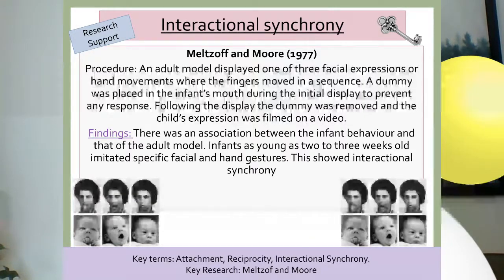Again, there's a video clip of this as well attached to the assignment, so you can have a look and you can see that in action, and it will make more sense as well. So they found that there was an association between the infant's behaviour and the adult's model. They found that infants as young as 2 to 3 weeks old imitated specific facial and hand gestures which showed interactional synchrony.